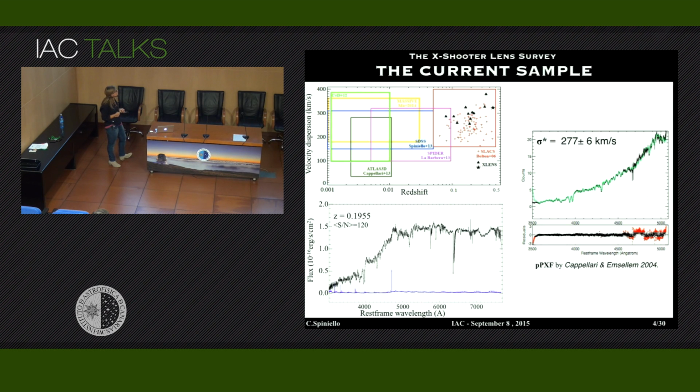And here you see a galaxy with redshift 0.2, and the integrated signal to noise for this particular object is under 20. So as you can see, those are very, very good spectra. And this is an example of another galaxy.